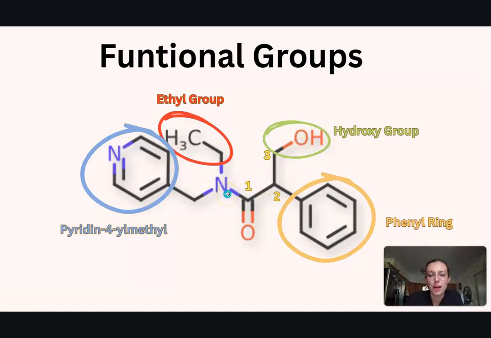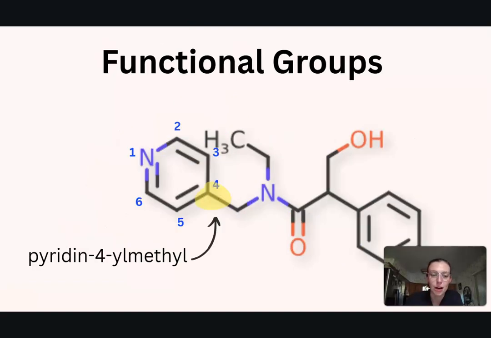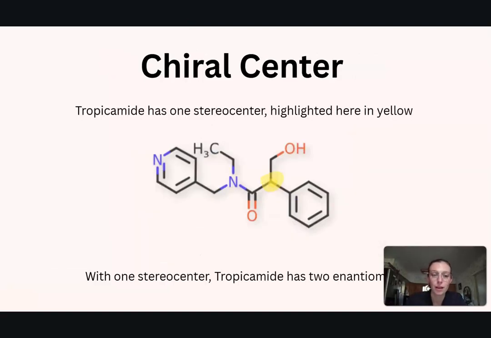On the nitrogen next to the 1, we have an ethyl group. And then we have a pyridine-4-ol methyl, which I'll elaborate on this page here. When we're looking at the pyridine, the 4 that's in there is because we're starting at the nitrogen and labeling it, as you can see in blue here. I have 1, 2, 3, and 4. And at the 4th one is where we have that methyl group coming off, and that's why it's noted as pyridine-4-ol methyl.